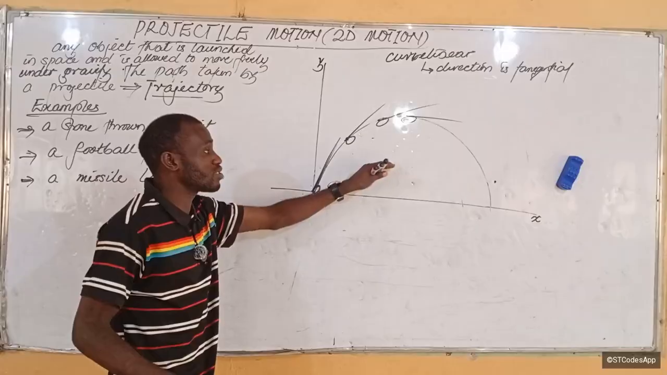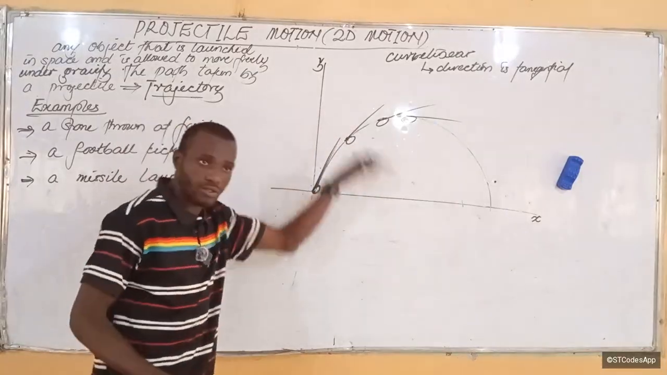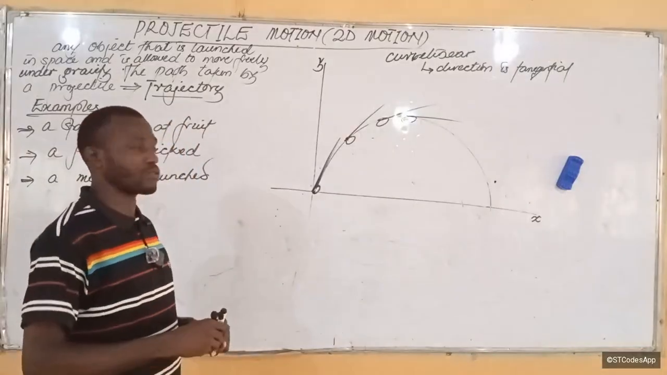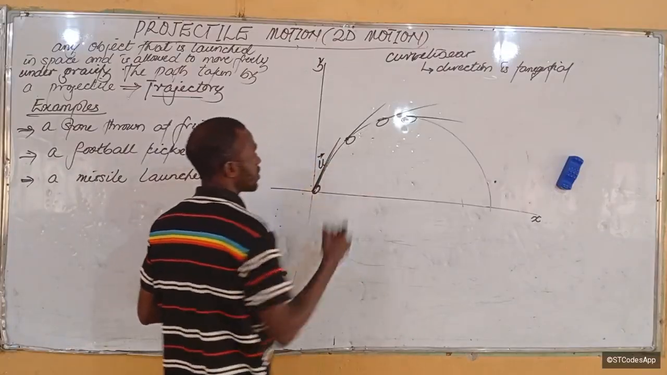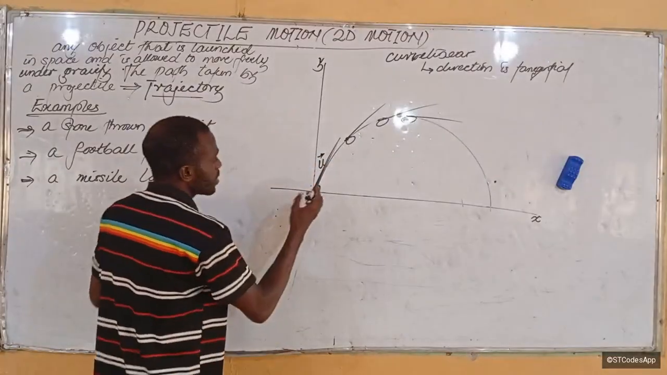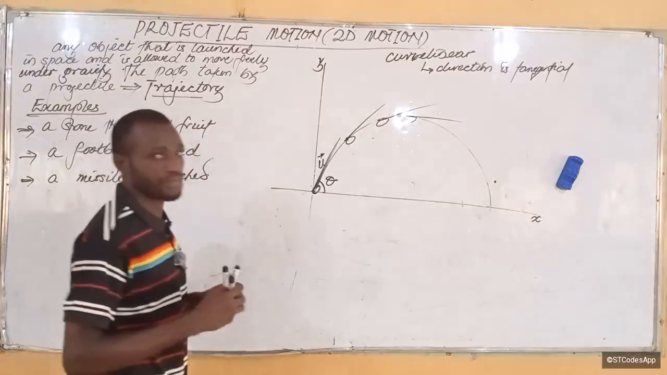So what do we do? We first resolve this velocity on the y-axis and also resolve it on the x-axis so that we'll know their values. But this is the starting velocity, so we'll call it u, or the initial velocity. Is that clear? So it is launched at an angle to the horizontal. Let's call that angle theta.